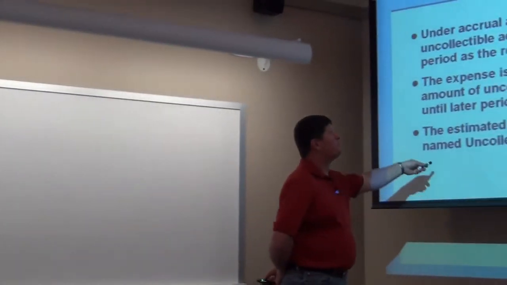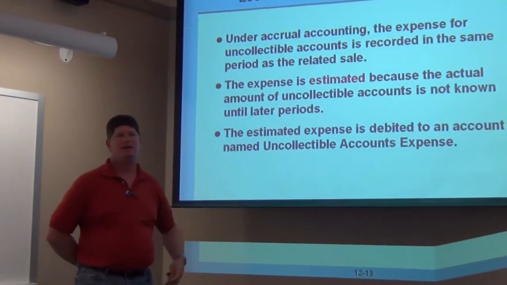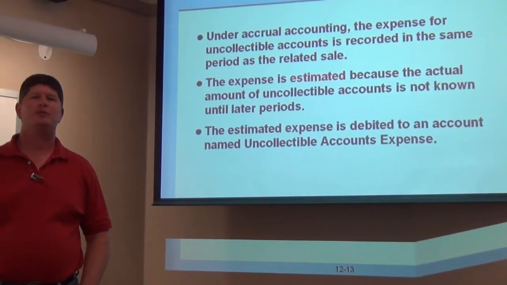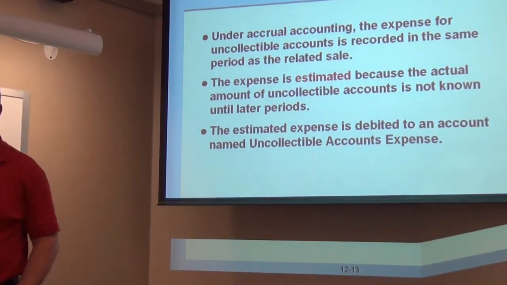So part of our adjustments are now going to be the allowance for doubtful accounts, the estimate of what the uncollectible receivables are going to be. Okay?